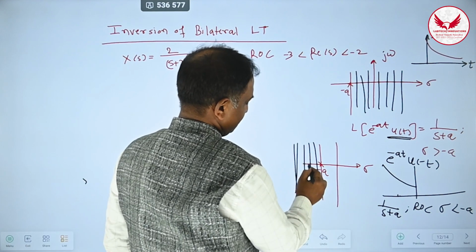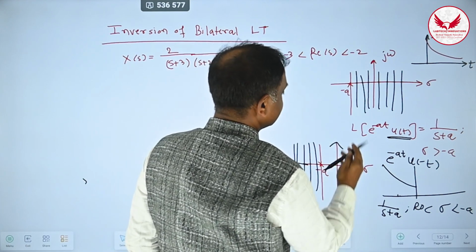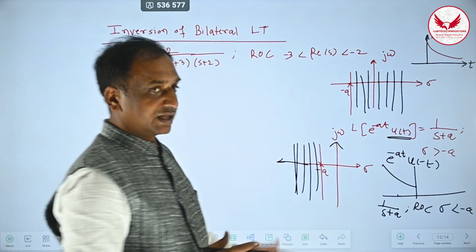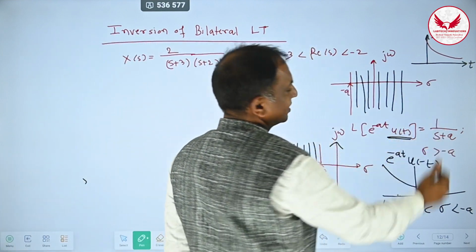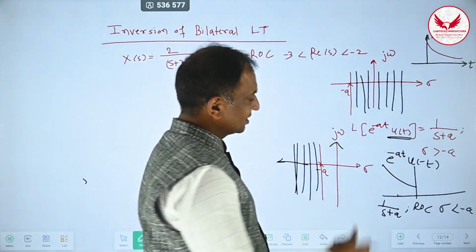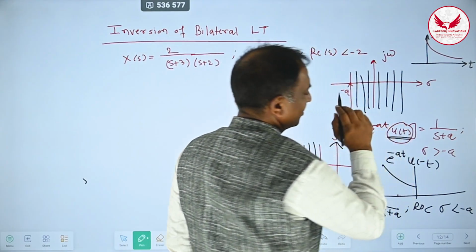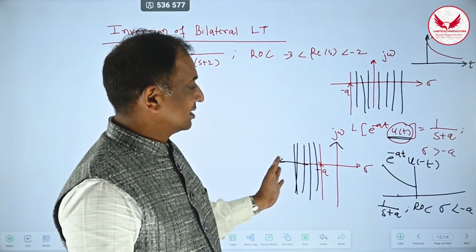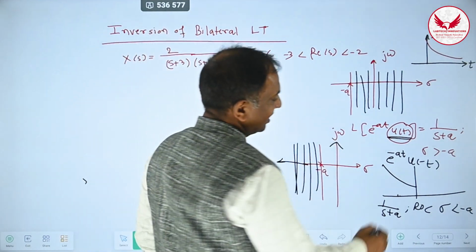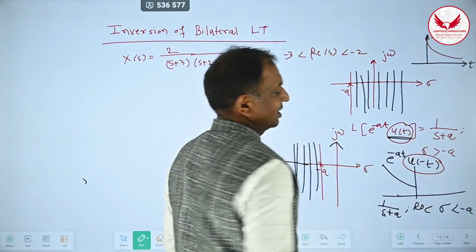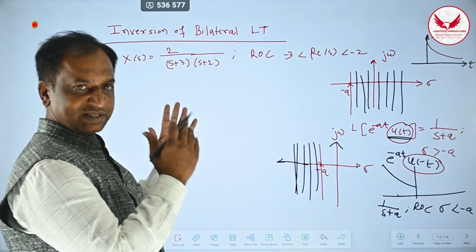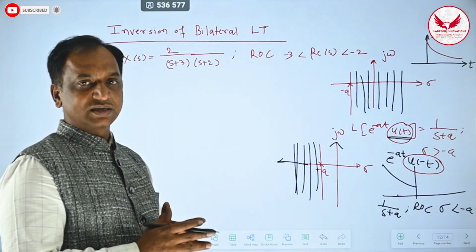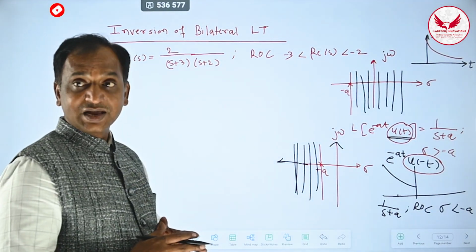Okay, this is j omega. Just remember only two very important things. If ROC is present to the right-hand side of the pole, the signal is causal and there u of t will come. If the ROC is present to the left-hand side, then the signal is non-causal and u of minus t will come. And the other things, the basic signals and their Laplace transforms, just remember and accordingly correlate, and you can find out the inverse Laplace transform.